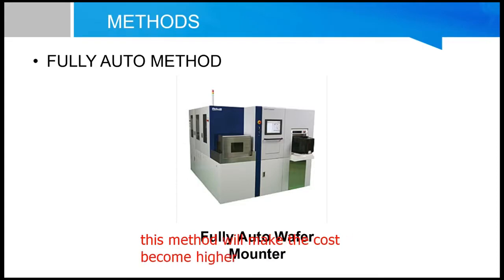This method will make the cost become higher because the wafer mounter machine is so expensive. But on the other side, the mounted wafer that is produced will look highly perfect with no negative criteria on the mounted wafer. Examples of negative criteria are cracks, scratches, or air bubbles on the surface of the mounted wafer.